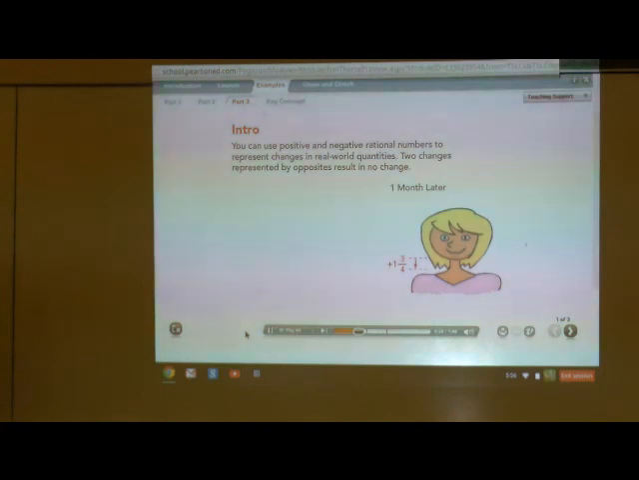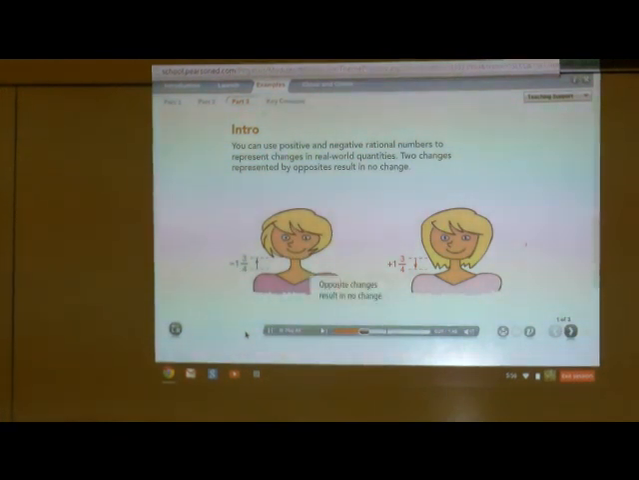Time to get another haircut. Opposite changes result in no change.